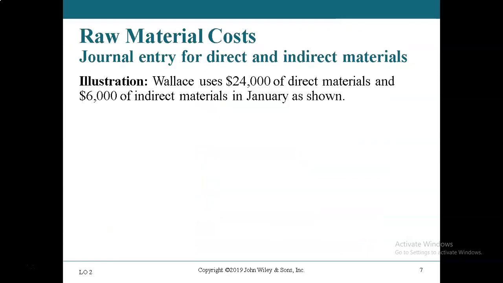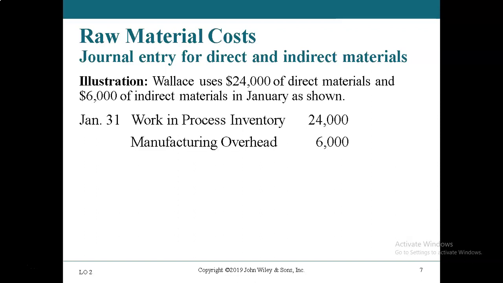Look at this journal entry here. It says Wallace uses $24,000 of direct materials and $6,000 of indirect materials. What would be the journal entry? Notice that we debit work in process, we debit manufacturing overhead, and you credit raw materials. Let me explain why. It says that Wallace is using direct materials, and they're using indirect materials. So they're using direct and indirect materials.